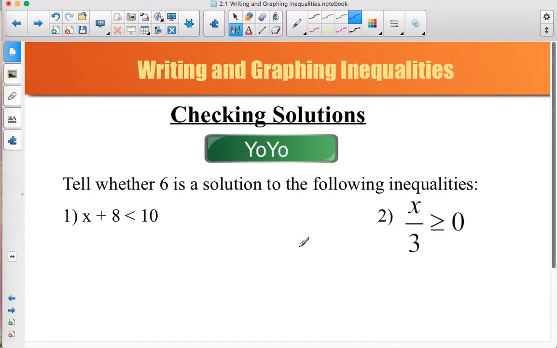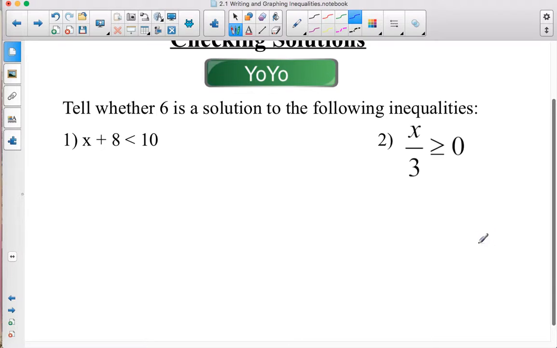Your job is to check the following. You tell me, is 6 a solution of the following inequalities? If you substitute 6 into each of these, does it make them true? If it does, it is a solution. If it does not, it is not a solution. So pause the video now. Give everyone maybe a minute and a half to try this on the whiteboards. You can check with your neighbor, see if your neighbor agrees, yes or no for both of them. Then once everyone's had a chance to try, unpause the video, resume. We'll go over it and make sure that you're on the right path.